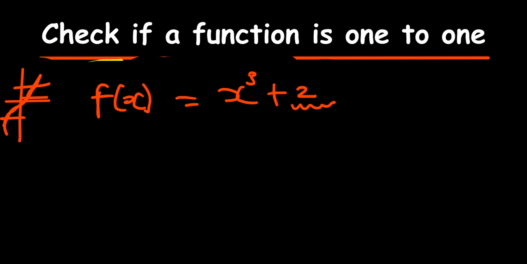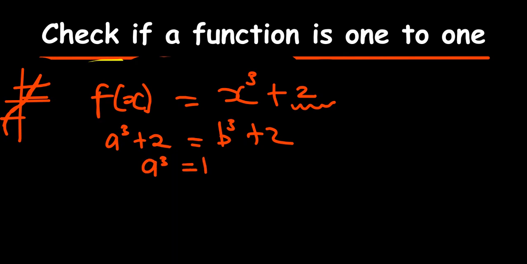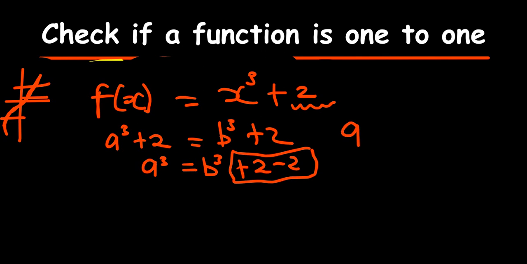So if you find f of a, it will be a to the power 3 plus 2, which equals f of b. F of b will be b to the power 3 plus 2. So this will be a to the power 3 equals b to the power 3 plus 2 minus 2. You see that this part becomes 0. So we have a to the power 3 equals b to the power 3. We just introduce a cube root here. Now a cube root is unique.